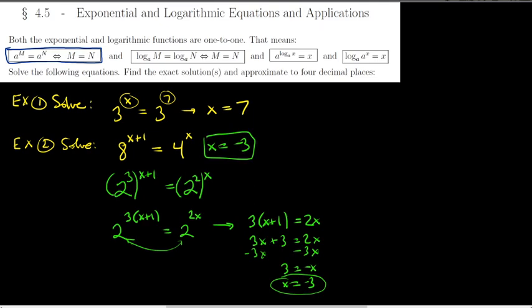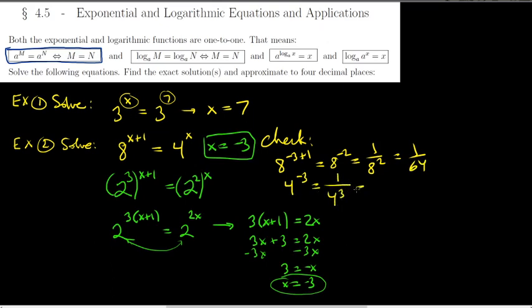And you might be thinking, well, can it be negative? Of course, an exponent can be negative. In fact, we can check this. If we plug in x equals negative 3 here, we get 8 to the power negative 3 plus 1. That's 8 to the negative 2, which is 1 over 8 squared, which is 1 over 64. So that's the left side. What about the right side? What's 4 to the power negative 3? Well, that's 1 over 4 to the positive 3. And 4 times 4 times 4 is 64. So you get 1 over 64. Those things are equal. So that convinces me that negative 3 is indeed correct.